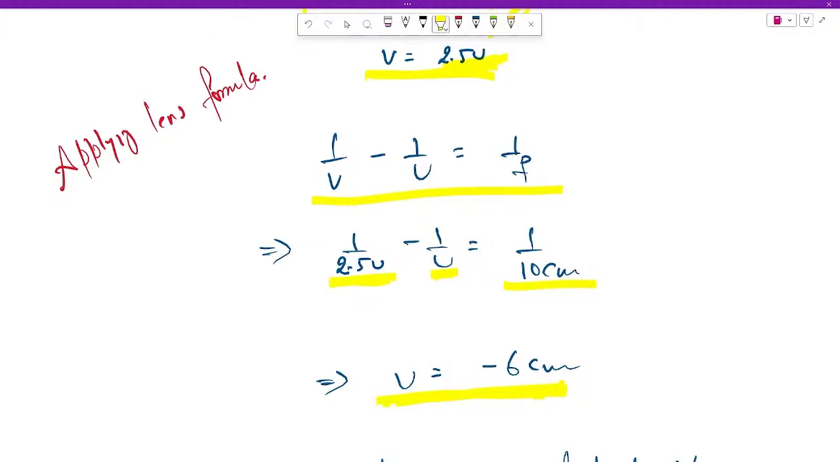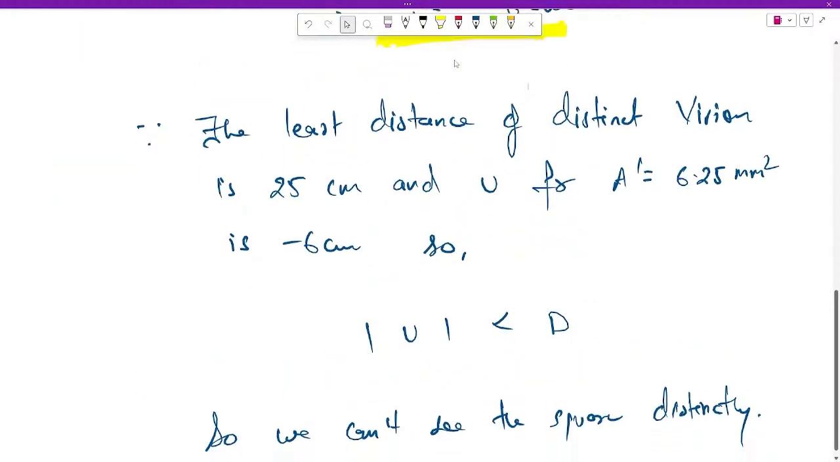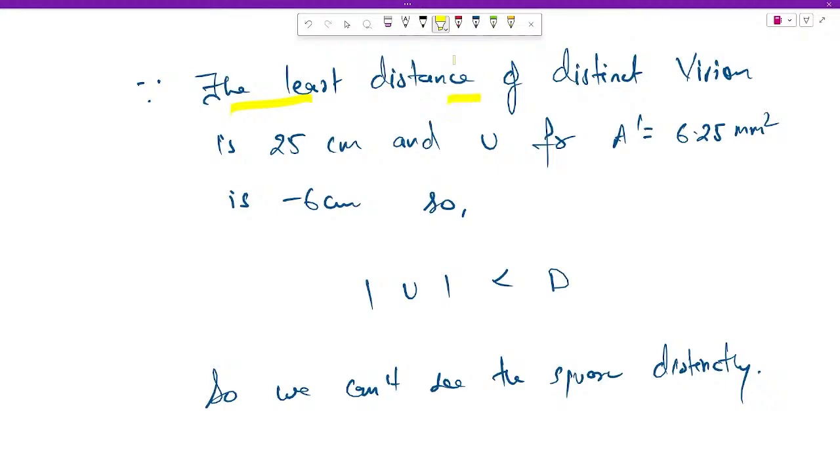That is, the object should be 6 centimeter away from the objective or the magnifier. Now here we can see that the least distance of distinct vision is 25 centimeter, and U for this desired area is minus 6 centimeter. So U is less than D. So we can't see the squares distinctly.